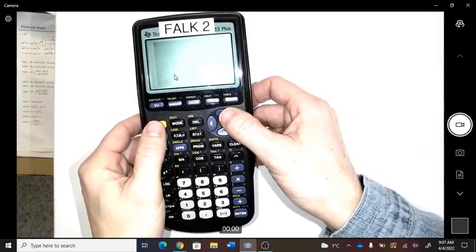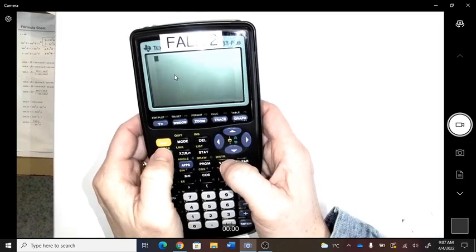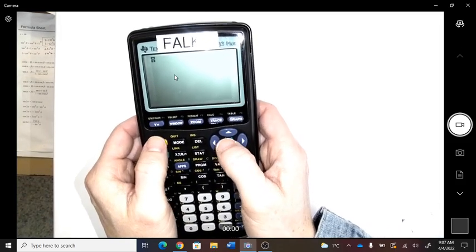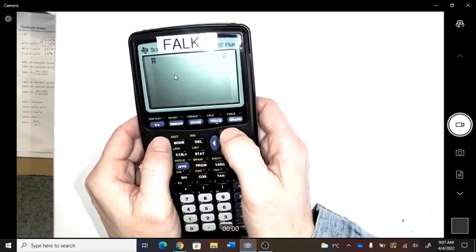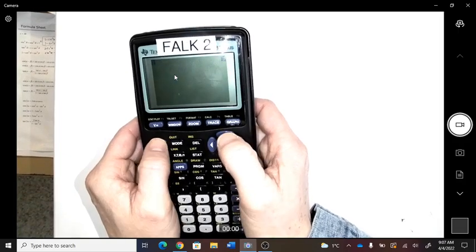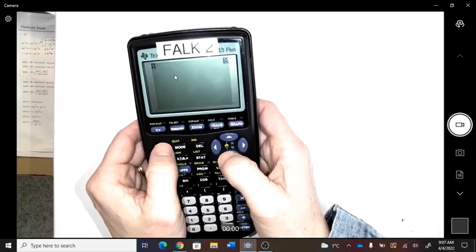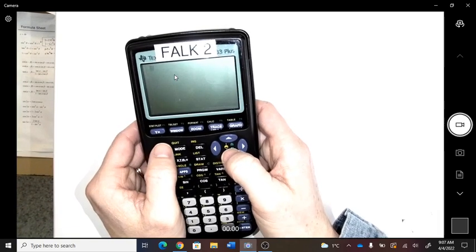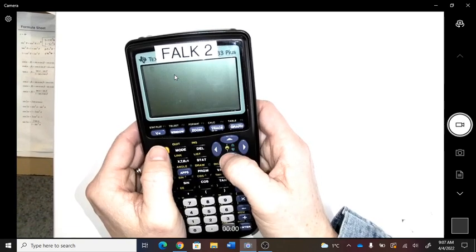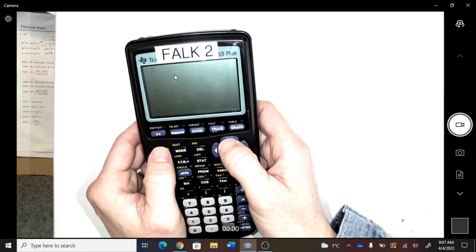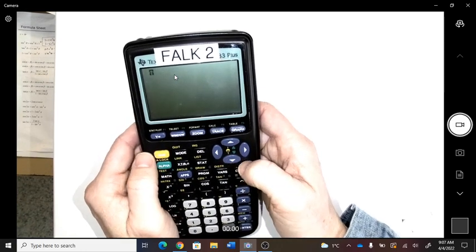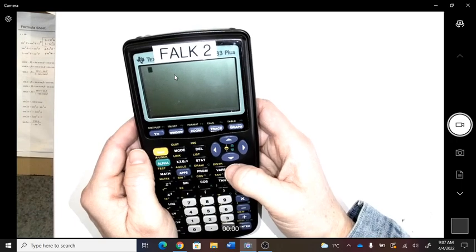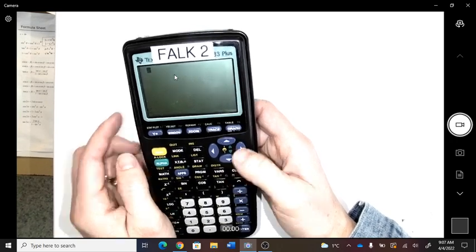Okay, so if you feel like your screen is dark or light, you can push this second button, second up, to make it darker, or second down, second down, second down, second down, to make it lighter. Okay, so that's your screen preference. Okay, so this is what we're going to be exploring this first unit.